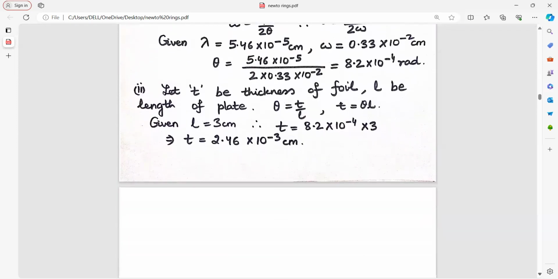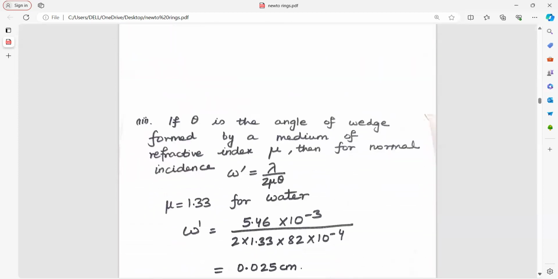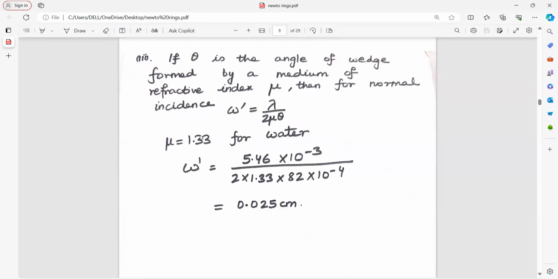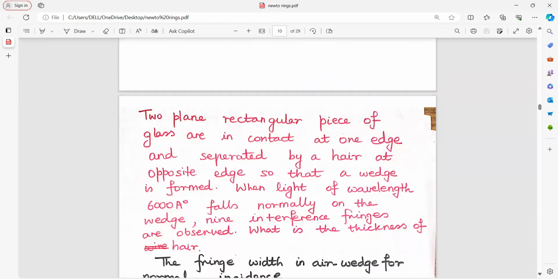Let T be the thickness of the foil, L be the length of the plate. Then once again, the angle is T upon L. So T is theta L, put L and theta and you get the answer. You can change your answer, or leave it as centimeter. If theta is the angle of wedge formed by a medium of refractive index mu, then for normal incidence, omega dash is lambda upon 2 mu theta. For water, the refractive index is 1.33. Put the values and you get your omega dash.